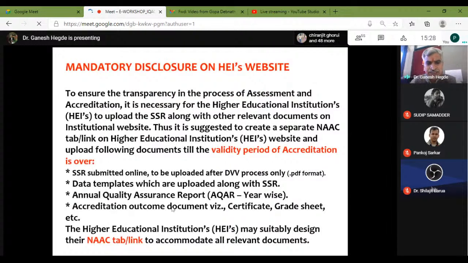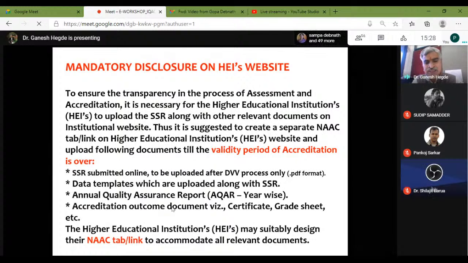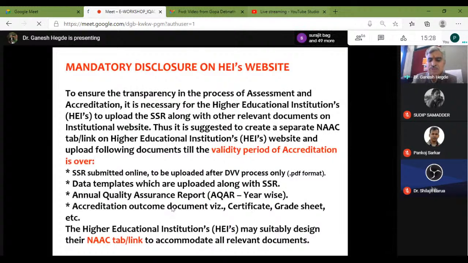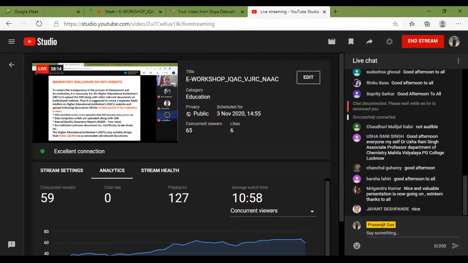My request to the institution is that kindly upload all the documentary evidence on the institutional website. For example, the self-study report of the previous cycle, along with the annual quality assurance report, certificate, grade sheet, all the things you have to update on the institutional website. The institutional website may be password protected initially, but while submitting the self-study report to the NAC, you can remove the password so that access will be given to the NAC during the SSR submission.